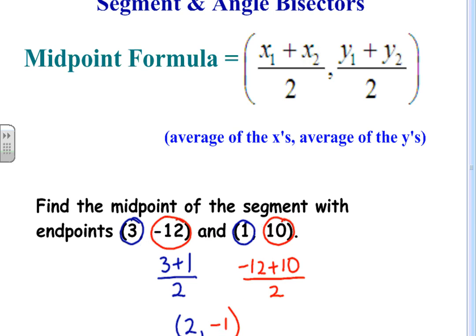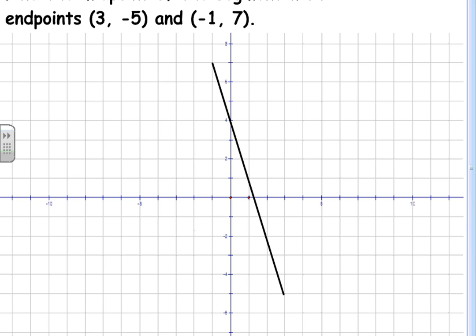Let's do that same process again, only let's do it on a Cartesian plane. And then you can graph it and see if you're right. So again, hit pause if you'd like to try this one on your own. So (3, negative 5) is down here. And (negative 1, 7) is up here.